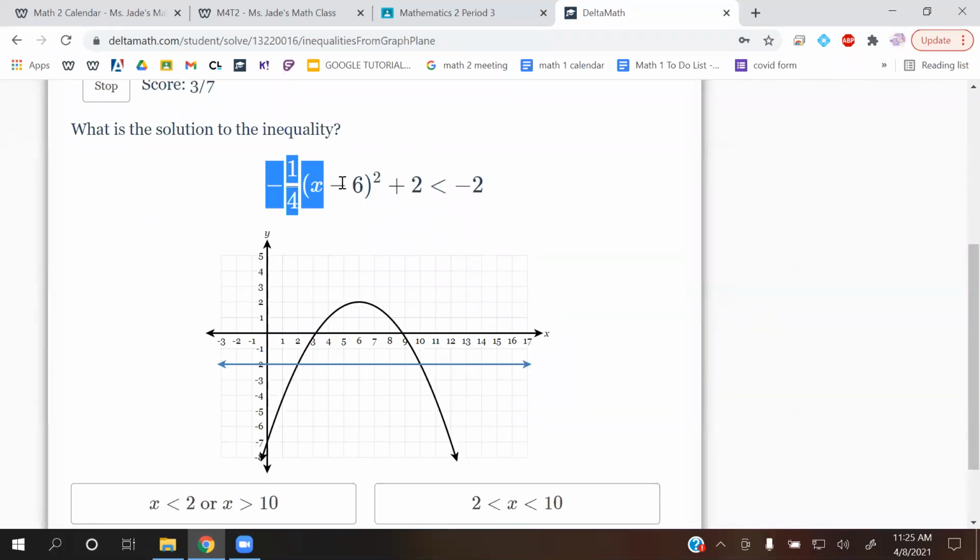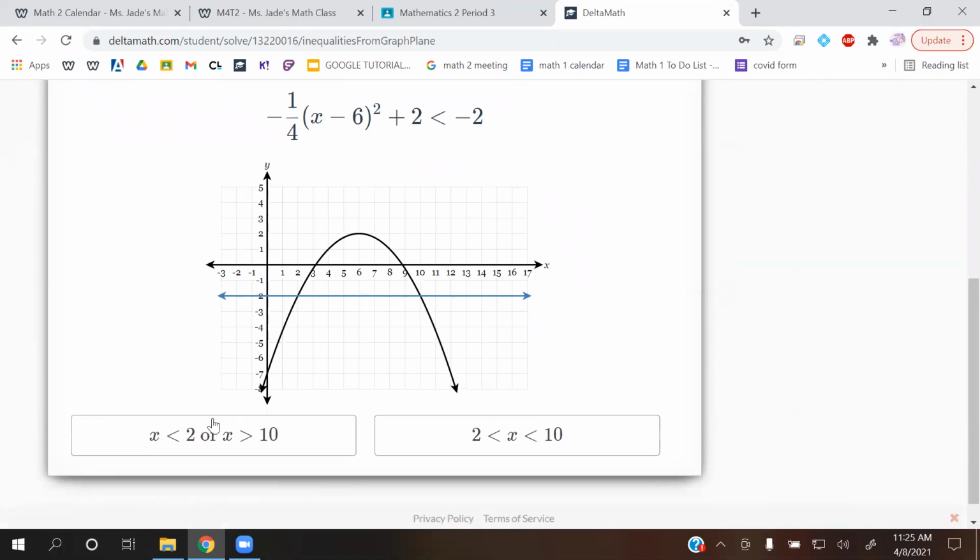All right, let's keep going. We have the quadratic equation, so the black graph, and we want it to be less than negative 2. Negative 2 is the blue line. So less than means we want our black graph to be below. Less means below, so we want it to be below the blue line. So that happens over here and over here.